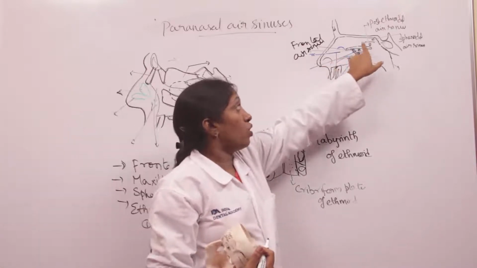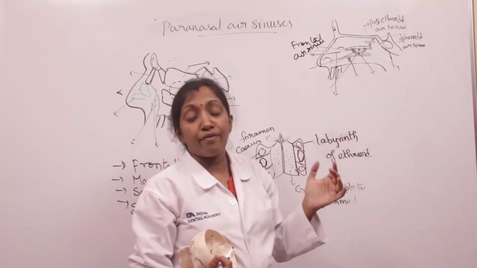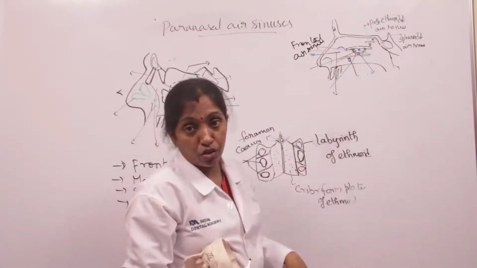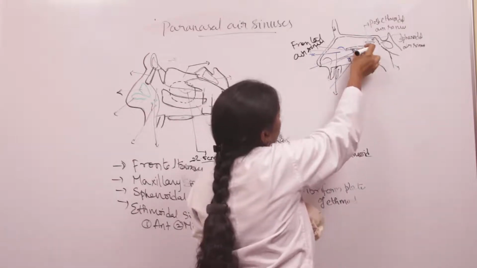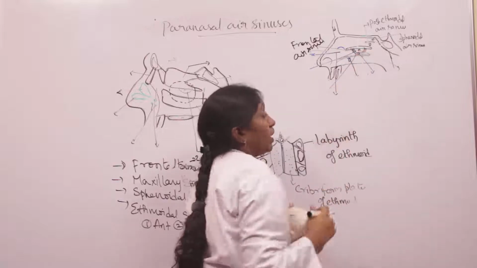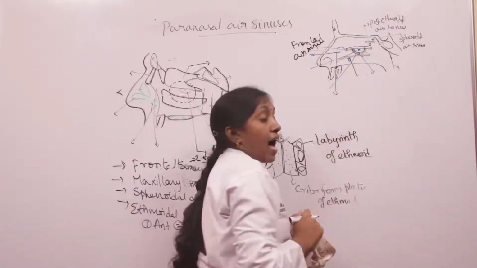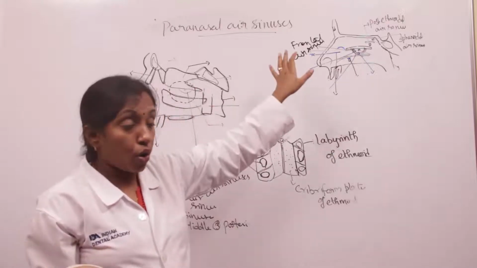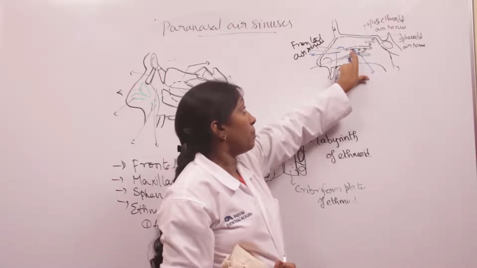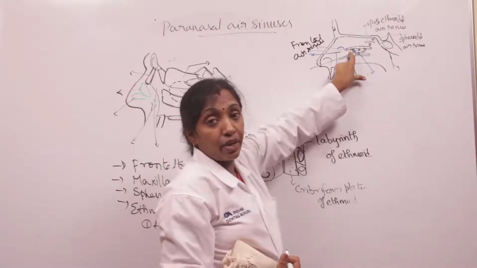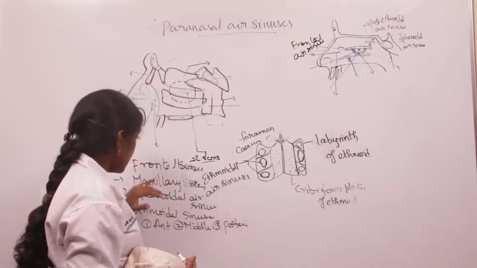So this is the superior concha, middle concha, and inferior concha. Beneath the middle concha, we have passages. We call it the middle meatus of the nose. In the middle meatus of the nose, we have a bulging called bulla ethmoidalis, and beneath that we have a semicircular groove called hiatus semilunaris. So the frontal air sinus opens into the anterior part of the hiatus semilunaris through the frontonasal duct or infundibulum.